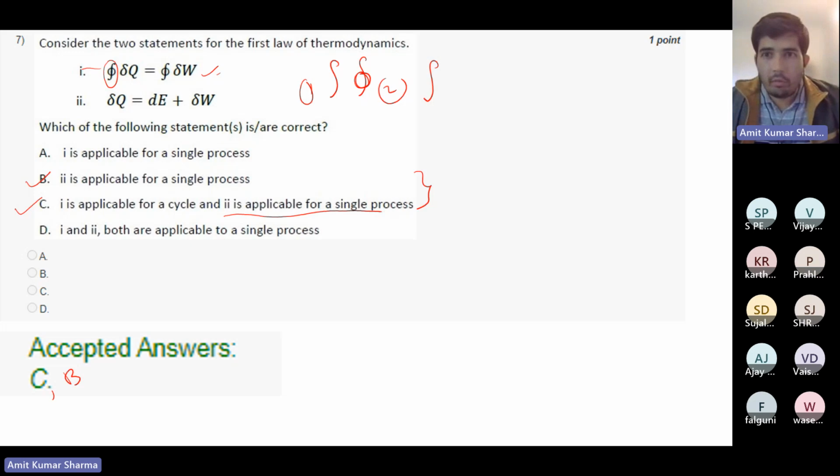So maybe I will raise a query and maybe you can also. I think option B and C both should be correct, because if option C is correct, option B is automatically correct. Okay. So let's come to the next question.